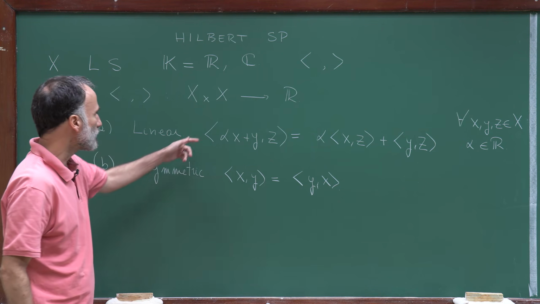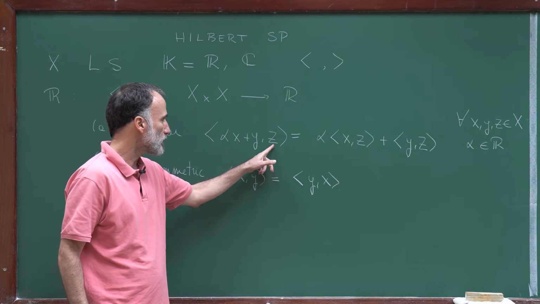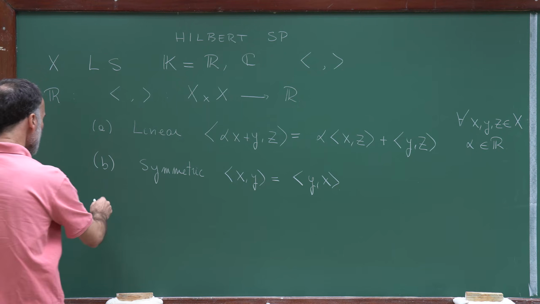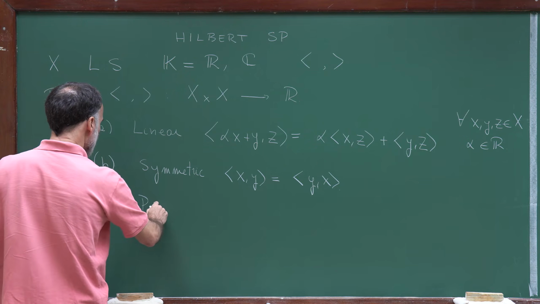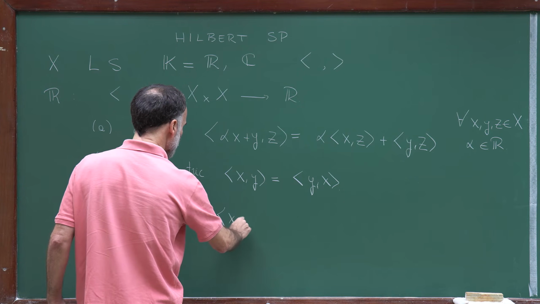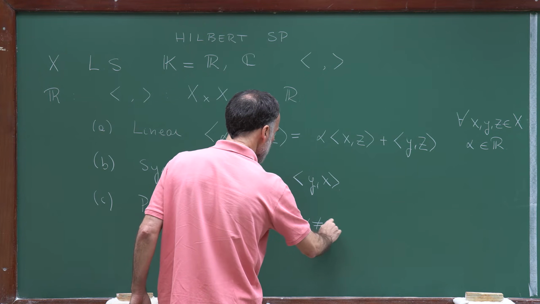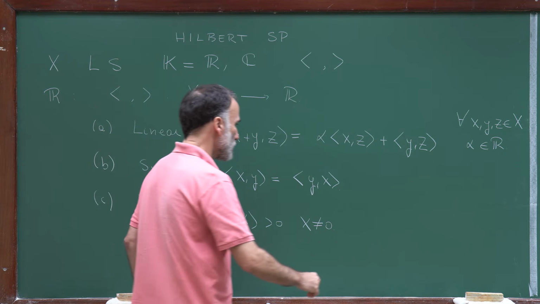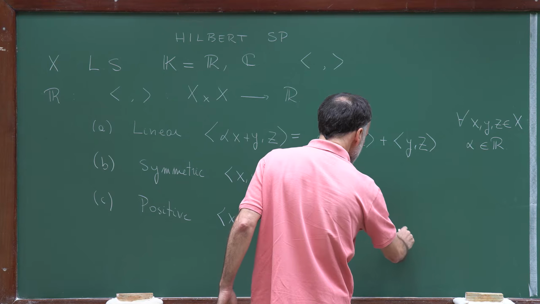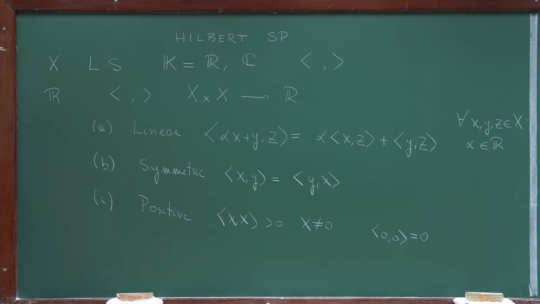So you see that taking these two properties together, we get that the scalar product is also linear in the second coordinate. And then it will be positive, which means that (x, x) is strictly positive if x is different from 0. Observe that by linearity, (0, 0) is equal to 0. So this is in the case of the real numbers. We'll see that in the case of the complex numbers, these conditions are slightly different.